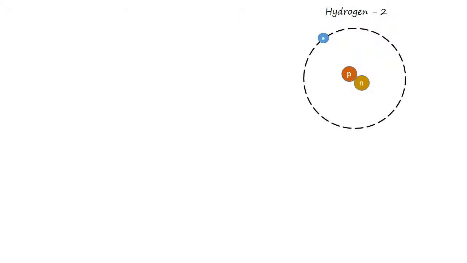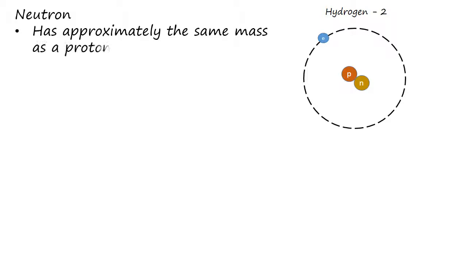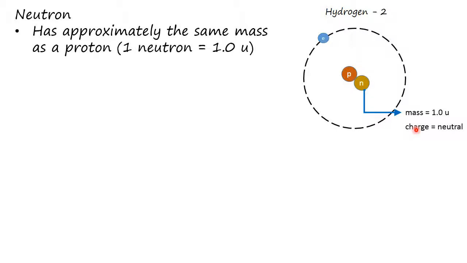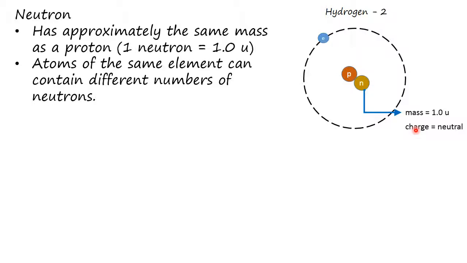The other subatomic particle contained within the nucleus is the neutron. The neutron has a mass approximately the same as the mass of a proton, which is 1 atomic mass unit. They're slightly different in mass, but the difference is so small we just consider both to have a mass of 1 atomic mass unit. Since a neutron is neutral, it has essentially no charge, so it's neither positive nor negative. Atoms of the same element can contain different numbers of neutrons, whereas if we change the number of protons, we would have to change the identity of the atom. Adding or subtracting neutrons from a nucleus doesn't inherently change the identity of the atom. So adding another neutron to a hydrogen 2 atom would still be hydrogen. It would just now be hydrogen 3 with a mass number of 3.